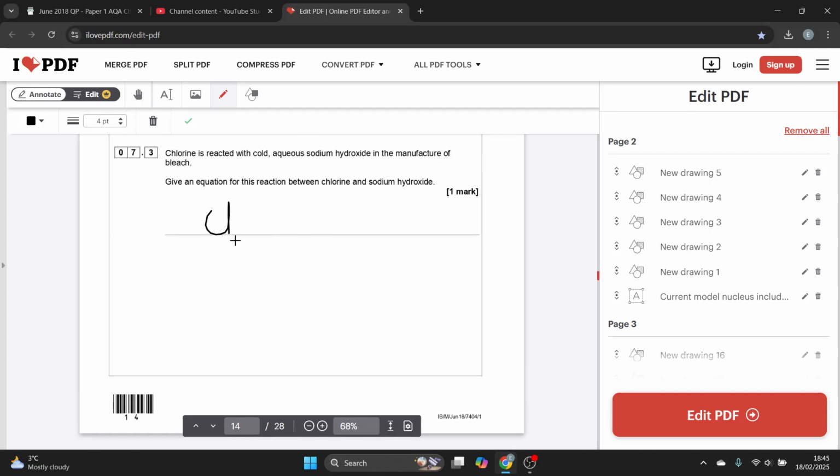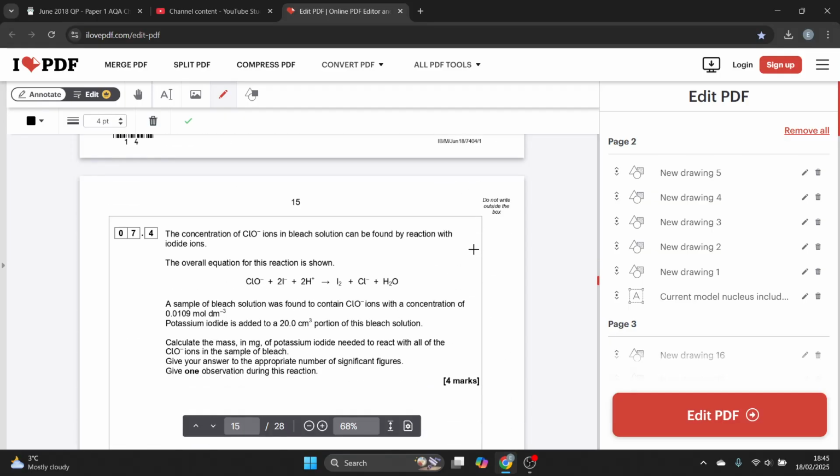Give me an equation for the reaction between chlorine and sodium hydroxide. Now this is an equation you do need to memorize off by heart. You definitely do. There you go: Cl2 plus 2 NaOH forms NaCl plus NaClO plus H2O.